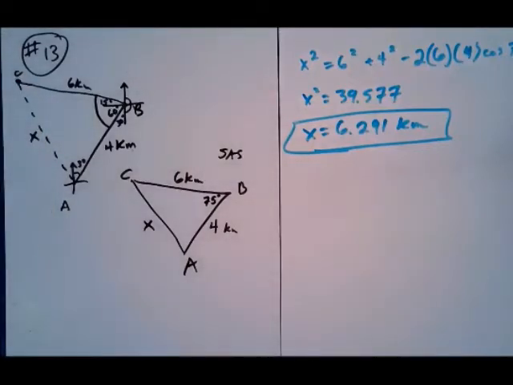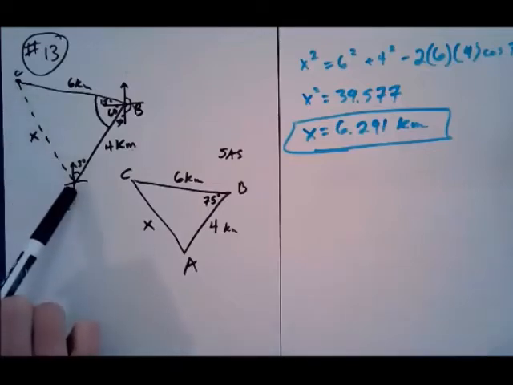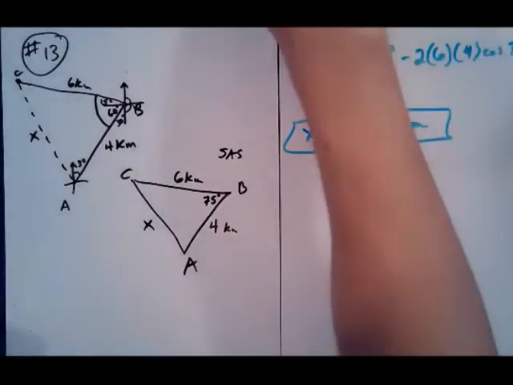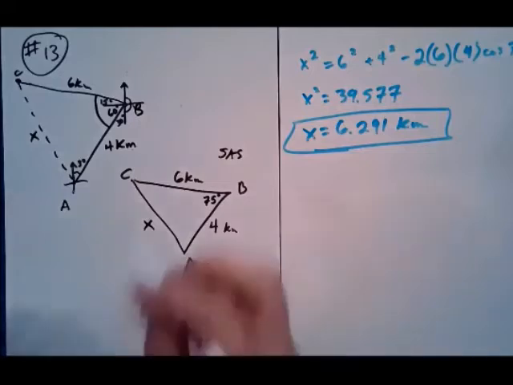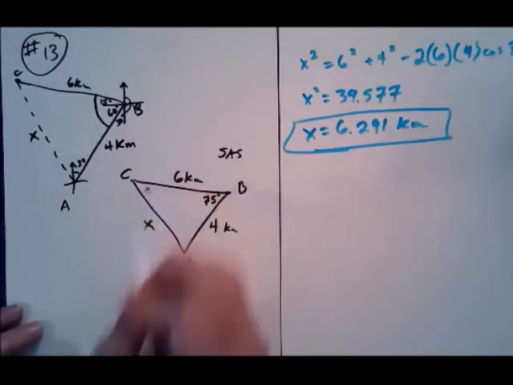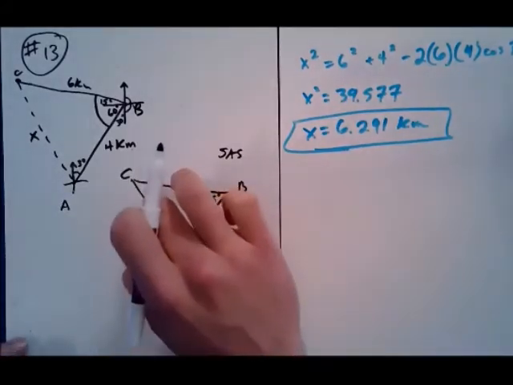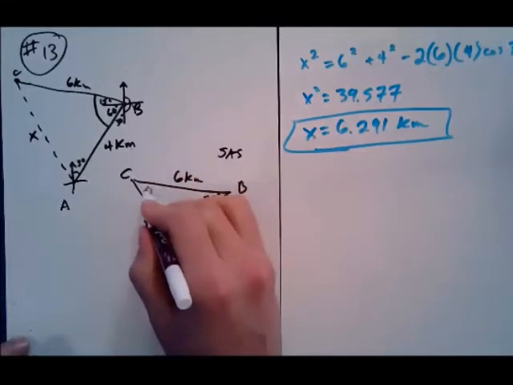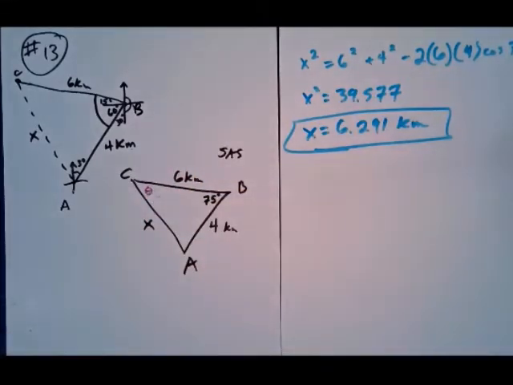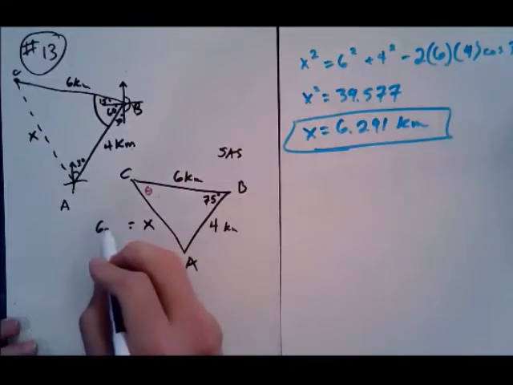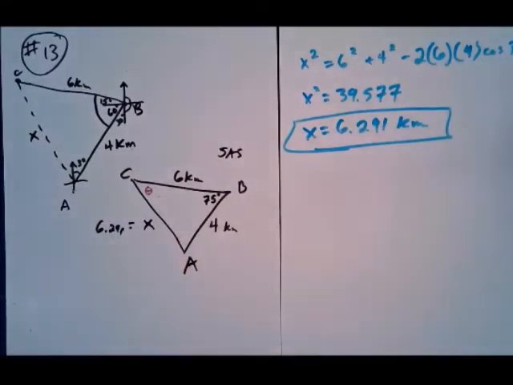Second answer asks for the heading or bearing to return from C back to A. So what I want to know is, how would he return back to his starting point? So what I really want to find in this case is the angle at C. Okay, let me make that better. There we go. So call it theta or call it C, whatever you want to call it. Now that I have this side length of 6.291, I can use the law of sines.